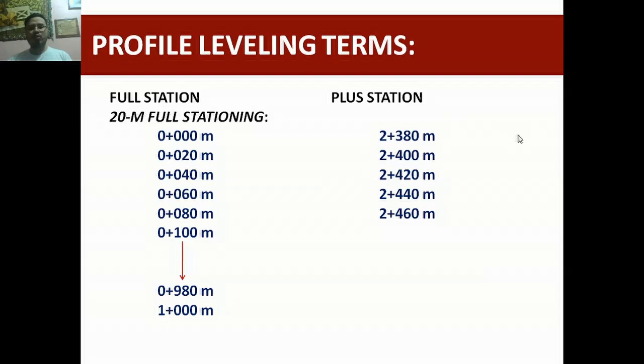So, wala siya kaabot og 20 meters from 2 plus 460. So, imo tong kuha ng elevation, unya imo siyang butang og station nga sama ni kunuhay 2 plus 475.25. So, muna siya gitawag nga plus station kani siya, no? Na dili siya full nga 20 meters yun. So next niya nga full station is 2 plus 480. Next is 2 plus 500 and so on. Okay? So muna siya ang nakalahi sa full station and plus station.